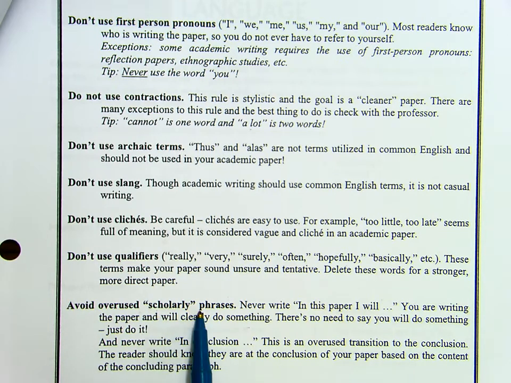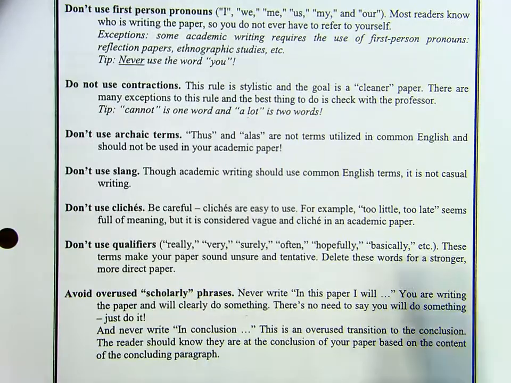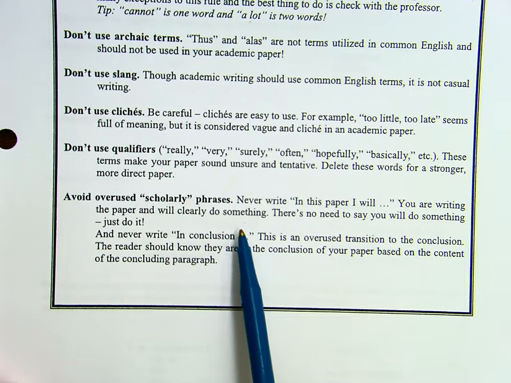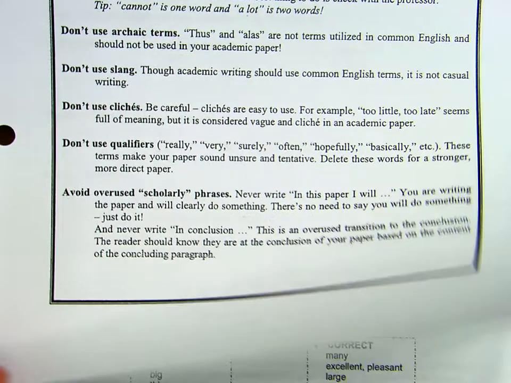Avoid overused scholarly phrases. Never write at the beginning, in this paper I will. You're writing the paper and clearly will do something, so you don't need to say that you're going to do it, just do it. Try not to write in conclusion at the end of your paper as well. So, in other words, especially with scholarly phrases, try not to write things because you're trying to make yourself sound like you're a professor or you're wiser than you are or something like that. You just want to be straightforward and avoid flowery language.